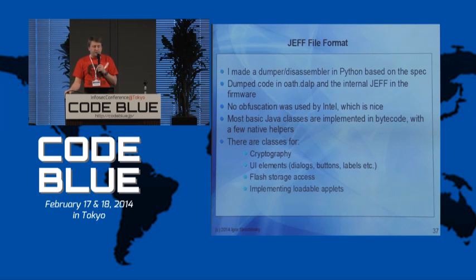So once I had the specification, I found the specification on the internet. I wrote a small disassembler in Python to decode this file. And then I looked at what those applets do, how they work. So there was no obfuscation implemented. So all the method names, all the variable names are there in plain text. So this was nice. Most of the Java is implemented in this same bytecode, and some native functions. It provides classes for cryptography, for UI elements, for accessing the flash, and so on.